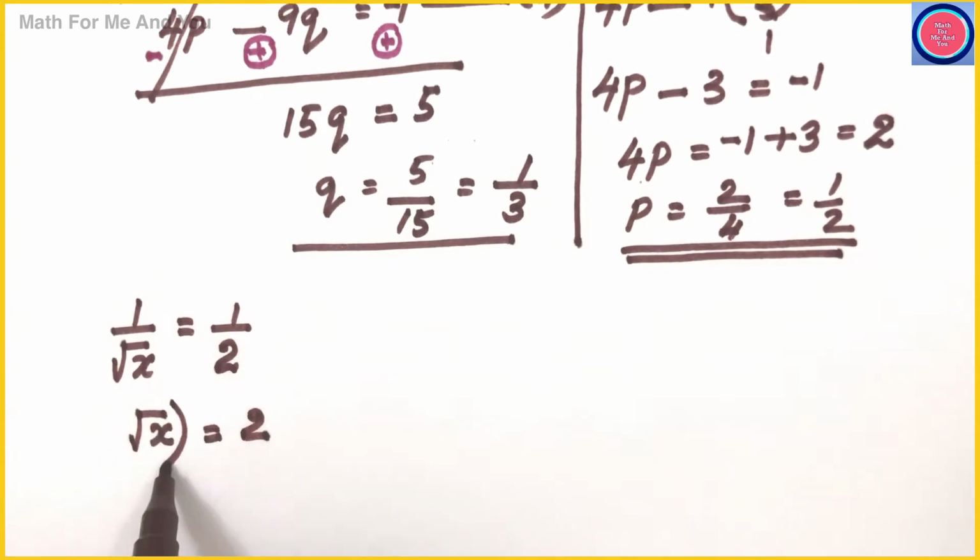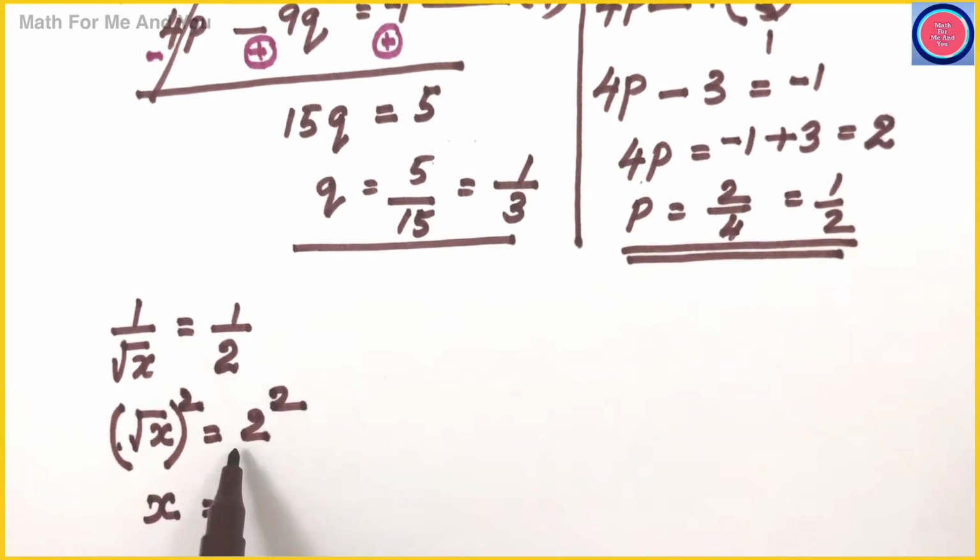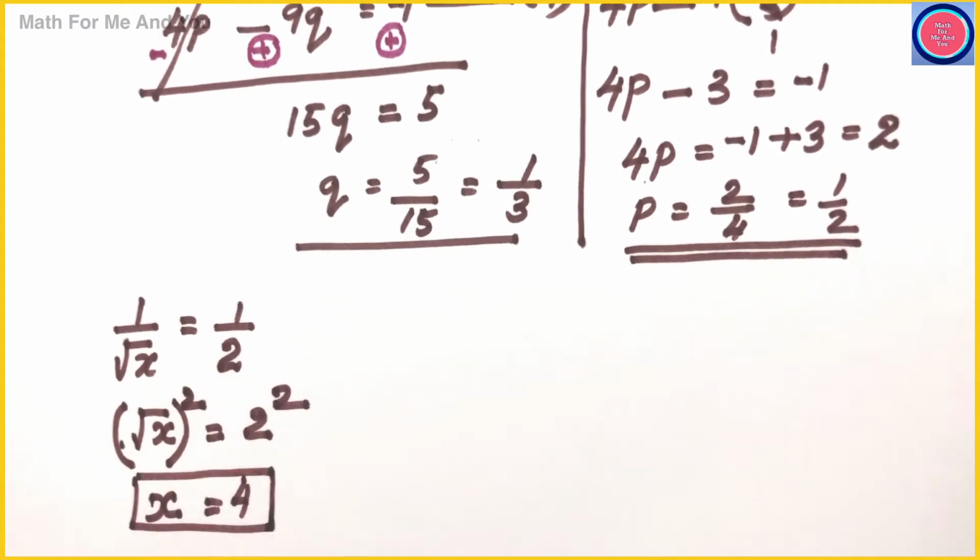Root x equals 2. How do we get the value of x? Take power 2 on both sides. Root x squared: root and square cancel. We get x. x equals 2 squared, that is 4.